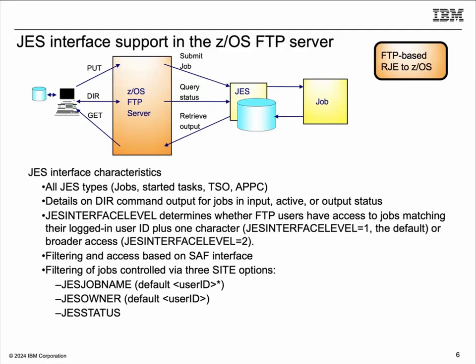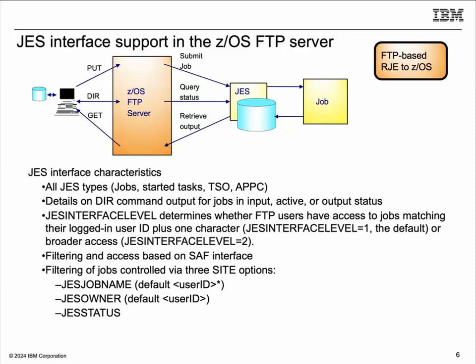Basically, what I would point out is there's an FTP parameter called JES interface level, which determines whether FTP users have access to jobs matching their logged in user ID plus one character, or broader access, which is the level equal to parameter. There's also a few other operands, JES job name, JES owner, and JES status, which you can set via site commands to control what jobs you're actually looking at or working with.